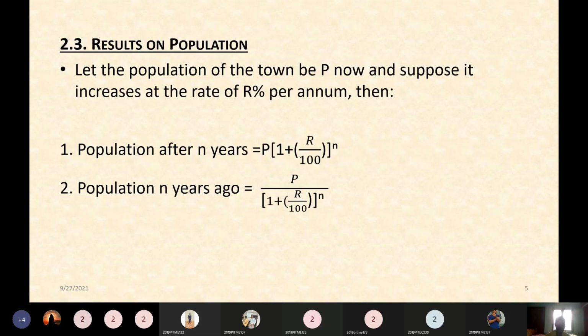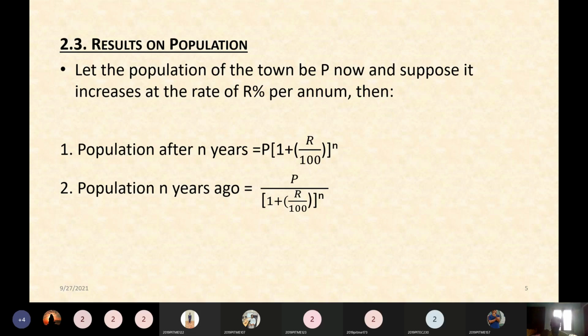Or the population may increase at a certain rate, for example, a percentage. If you want to calculate the population after a few years, go for the formula: P is the population, P times (1 plus R by 100) to the power n, where R is the percentage rate of increase. That is the formula used to calculate the increase in population.